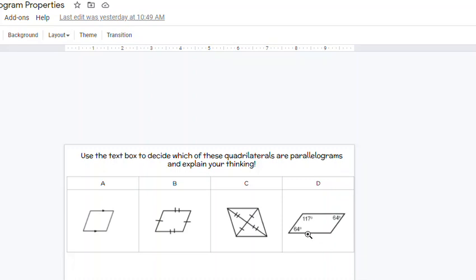Well, if this is a parallelogram, then those consecutive angles should be supplementary. If we add up 117 plus 64, we actually get 181. So those are not supplementary, and this would not be a parallelogram.